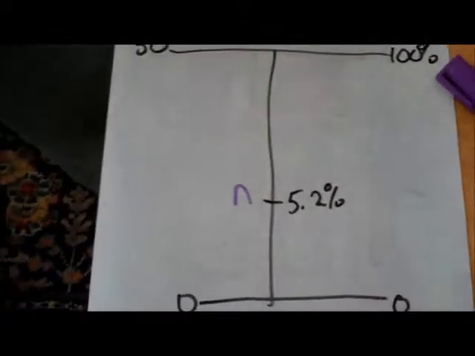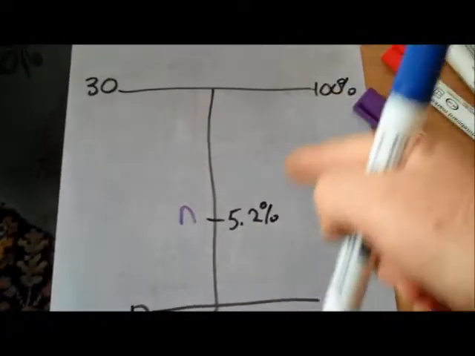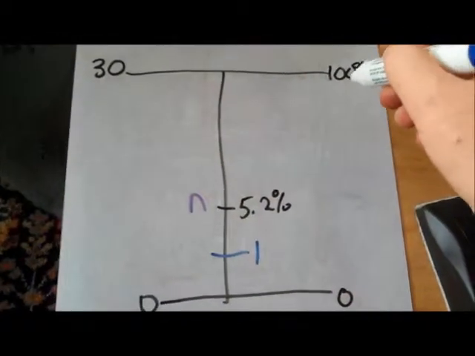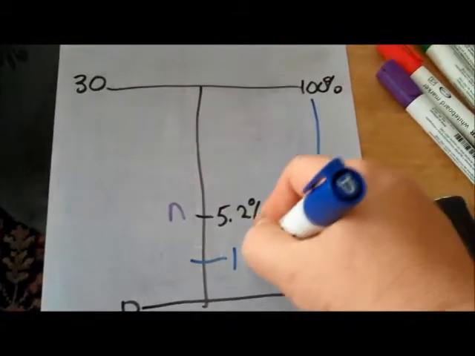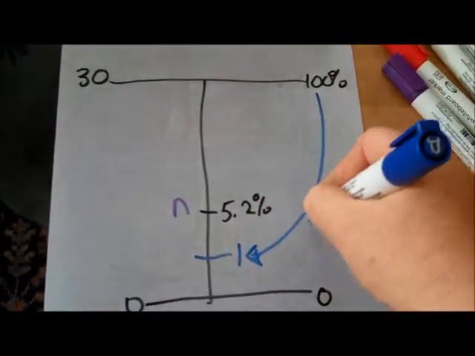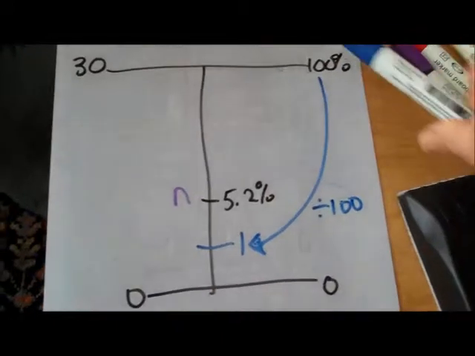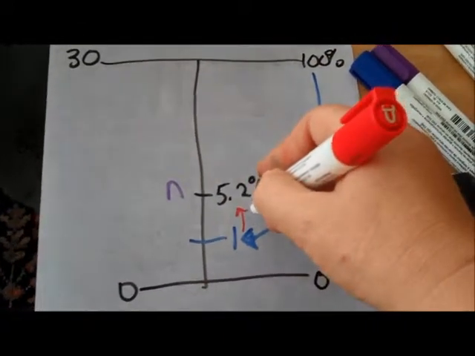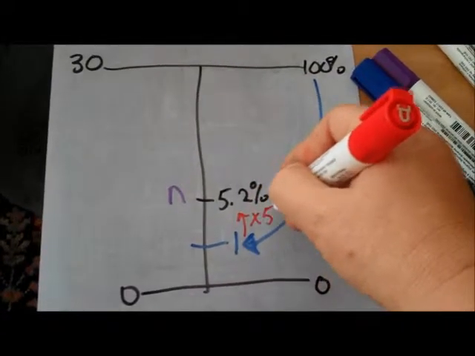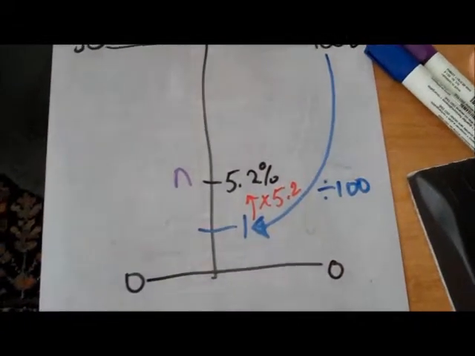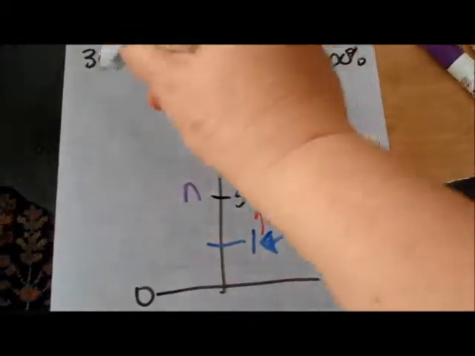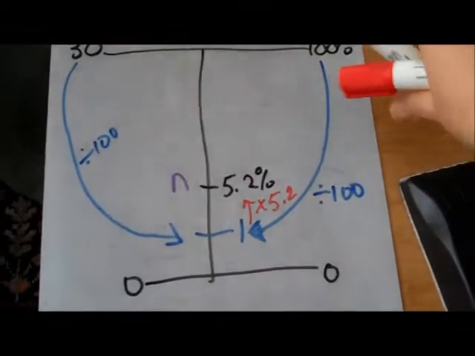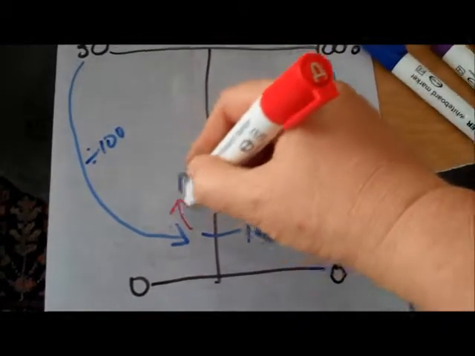What do I do now? Well, I work out 1%. Let's work out the 1% on this side where I've got the two values. There's the 1. How did I get from 100 to 1? I have to divide by 100. How do I get from 1 to 5.2? Well, I go times 5.2. I'm going to do exactly the same on the other side. So I will divide by 100 and I will multiply by 5.2.